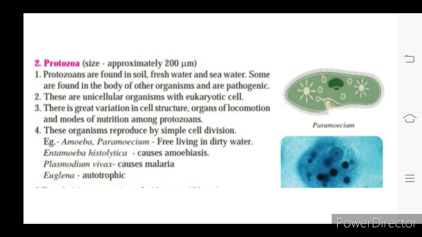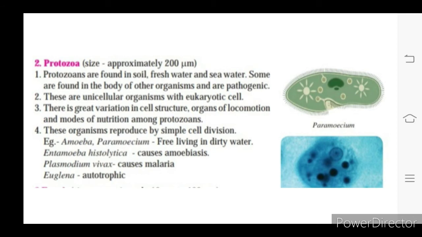These are unicellular organisms, made up of a single cell, and eukaryotic, meaning they contain a well-defined nucleus. There is great variation in cell structure and organs of locomotion. Organs of locomotion means for moving they have cilia and easily move. And there is variation in the mode of nutrition among protozoans. These organisms reproduce by simple cell division. Not binary, they reproduce only by simple cell division.